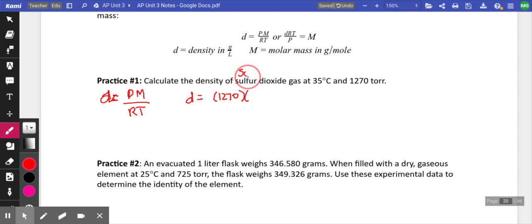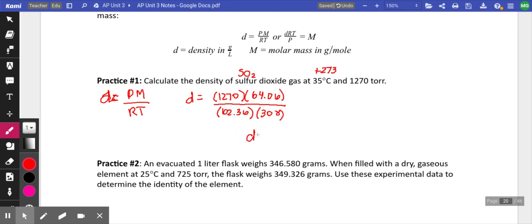Well, this is sulfur dioxide, which means it's SO2. So if I go to my reference table and add up these masses to get my molar mass, it should come out to 64.06 grams per mole. I'm confident that you don't need me to walk you through how to calculate the GFM here. Over my gas law constant, I'm going to use 62.36 in this example because we're dealing with torr. And for my temperature, I've got 35 degrees Celsius, but I need this in Kelvin, so I add 273, which gets me 308.